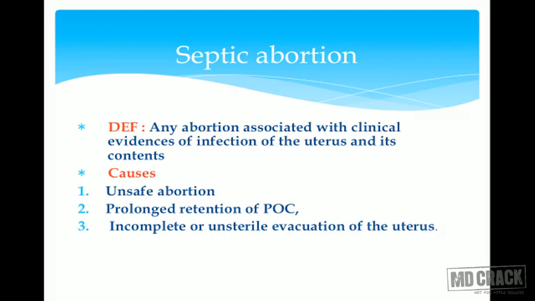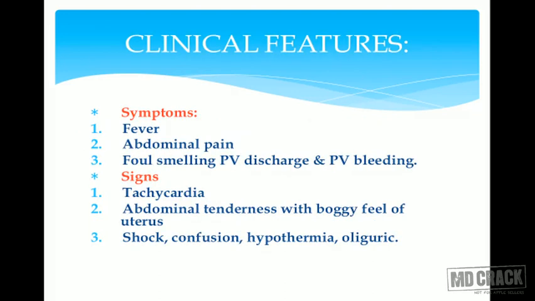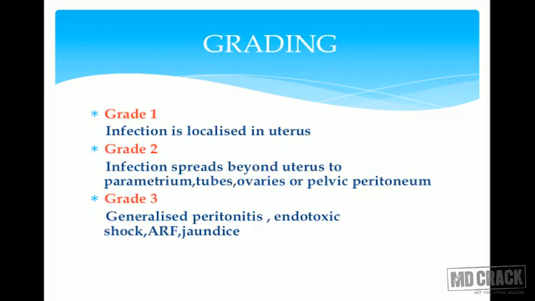As you know, these remnants, the products of conception, act as a very good source for bacterial growth, and then the infection sets in, which leads to septic abortion. Clinical features can be fever, abdominal pain, foul-smelling PV discharge, and PV bleeding. The signs, depending on the condition, can be tachycardia, abdominal tenderness with a boggy feel of the uterus. The patient may come in shock if sepsis has set in. Confusion, hypothermia, oliguria can be the symptoms.